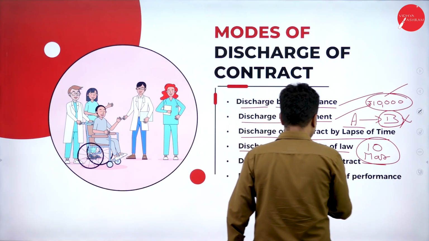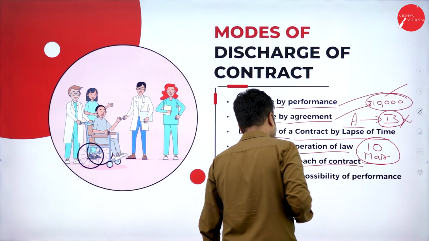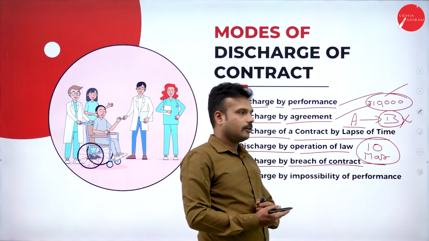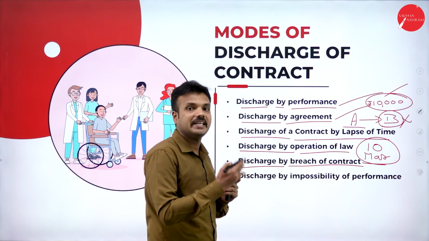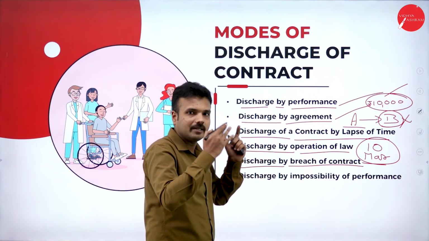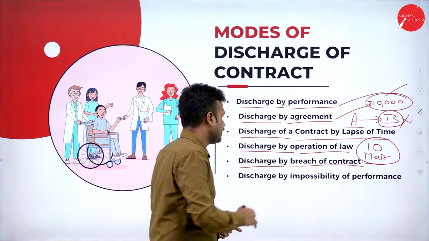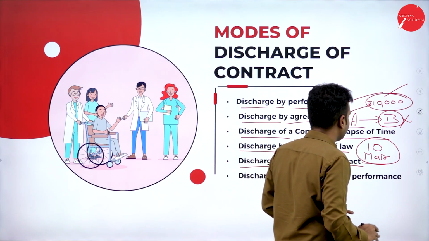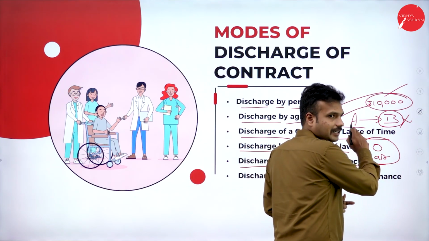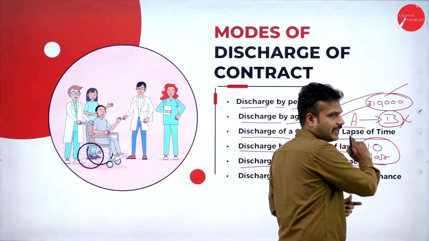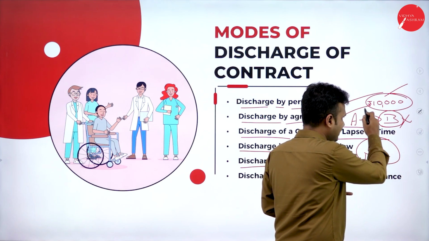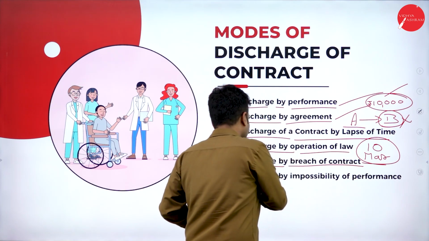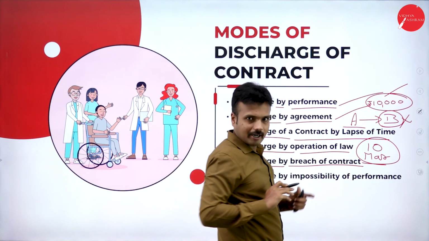Discharge by breach of contract. So what is discharge by breach of contract? If a promise is broken by any one of the parties or by both parties, we call it a breach of contract. For example, there is a promise made by Mr. B to Mr. A. If that promise is broken by either Mr. B or Mr. A, we call it a discharge by breach of contract.